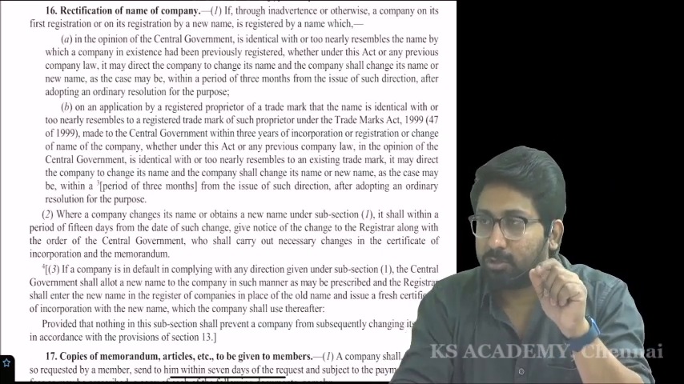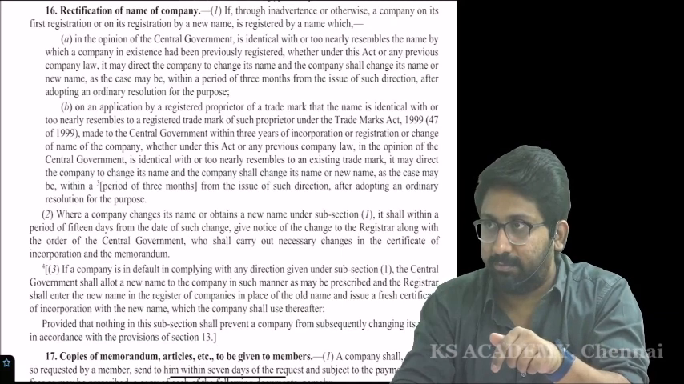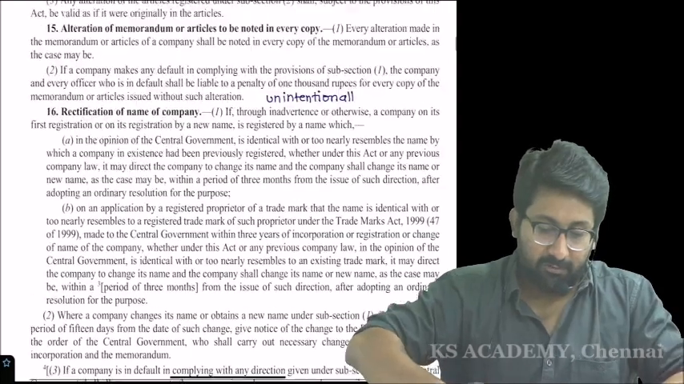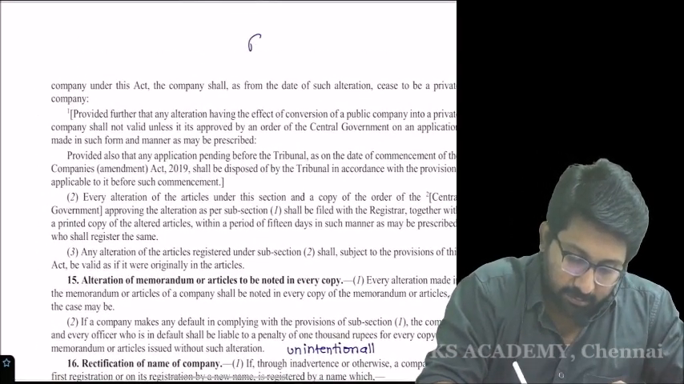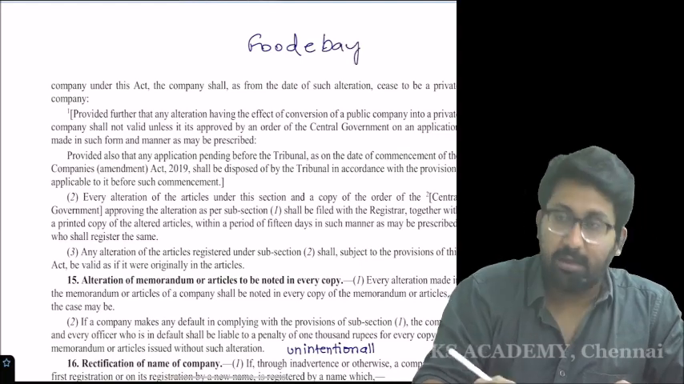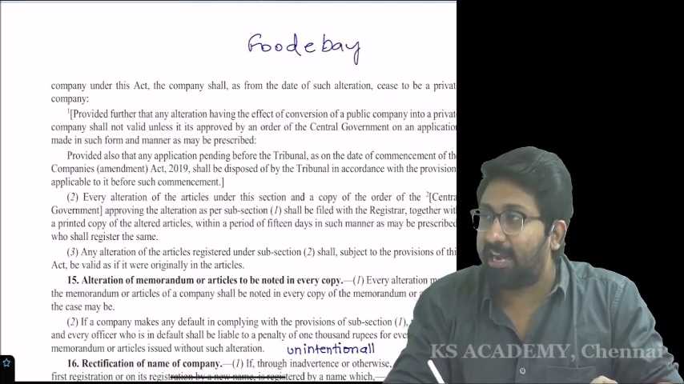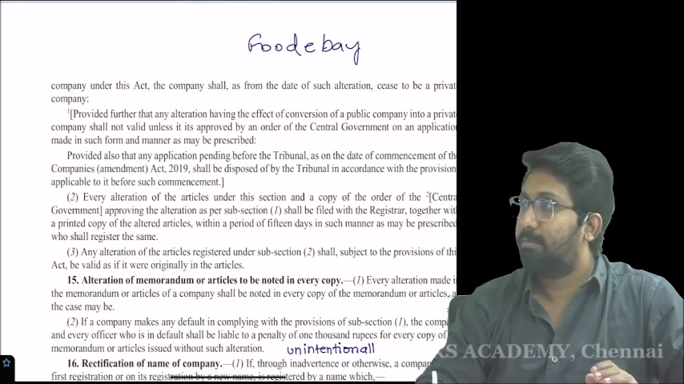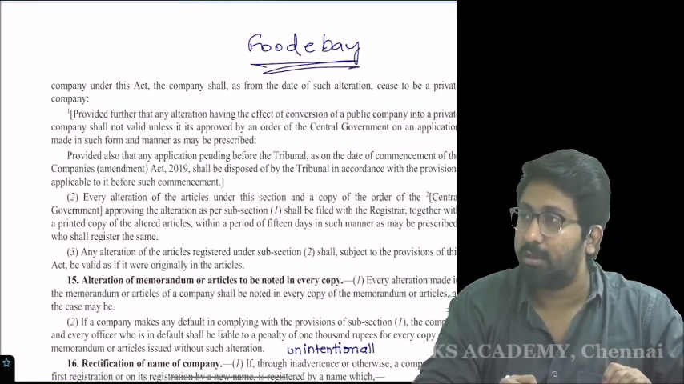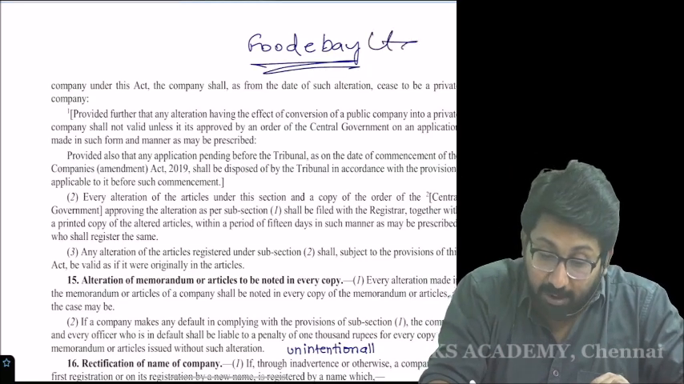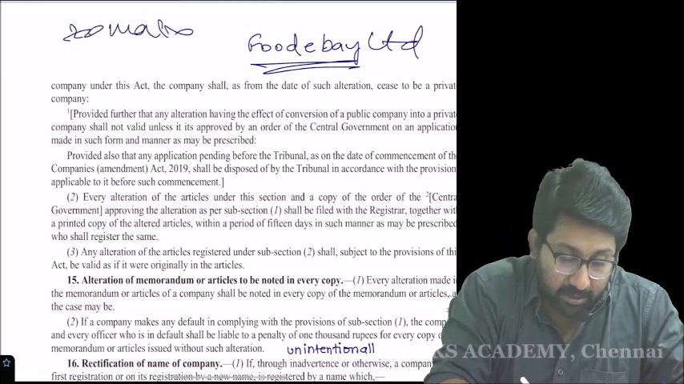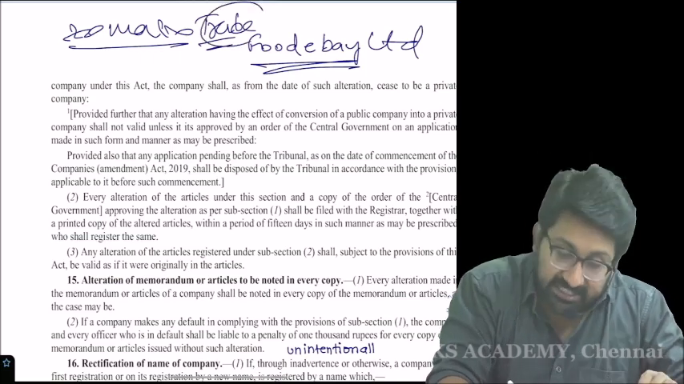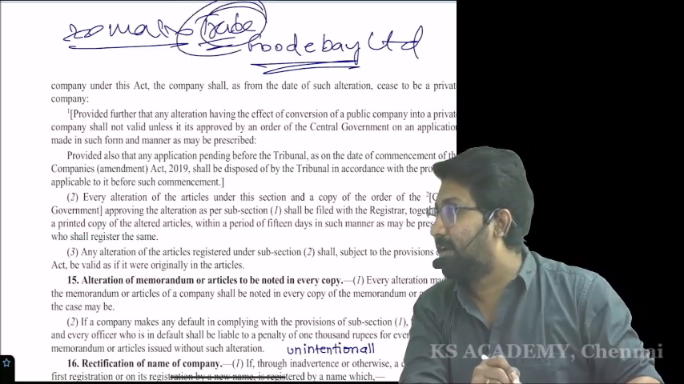Zomato is there? Zomato changed its name to Zomato now. Once upon a time, Zomato's name was Foodie Bay. This is the name of the company. Later, to make the company name also the brand name, they changed it to Zomato. This is the name of the company. What is the name of the trademark? Zomato. In this name they are doing the trade. People recognize me with this name. Are you understanding or not?